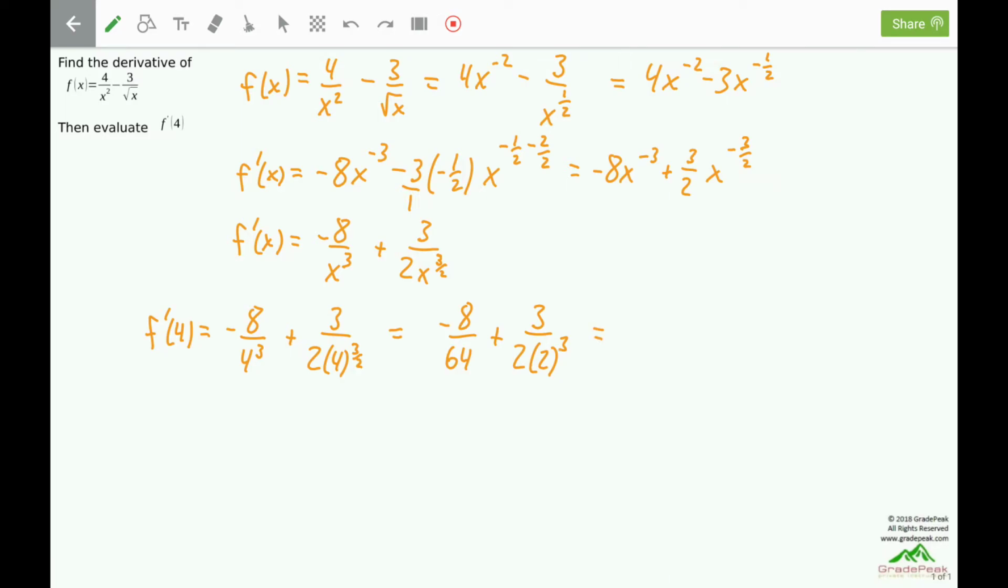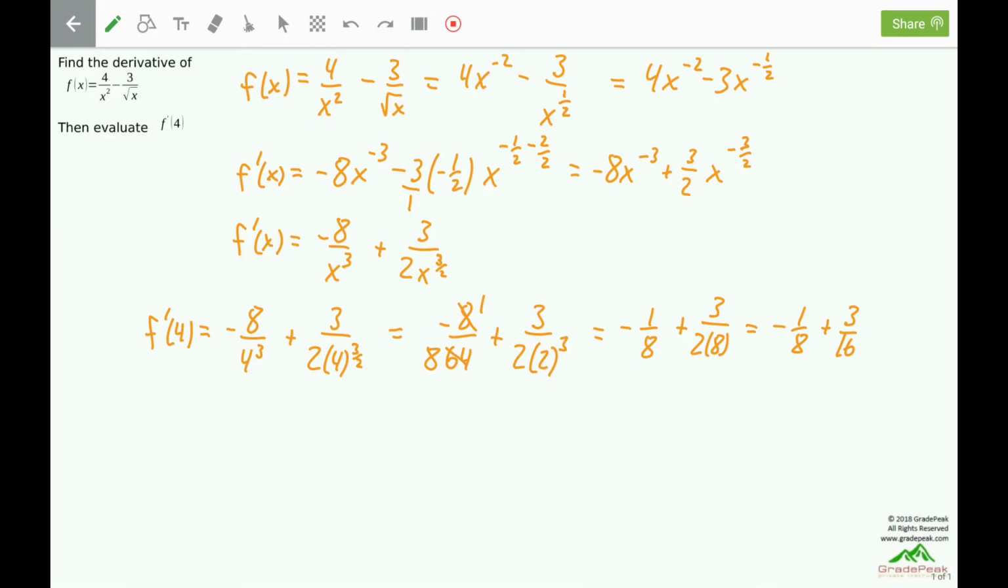Now the first term we can reduce by a factor of 8, numerator and denominator. That'll give us a 1, and then the 8, a negative 1 over 8. Plus 3 over 2 cubed is 8. So we will have a negative 1 over 8 plus 3 over 16.